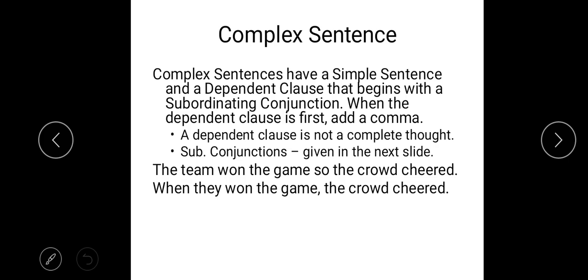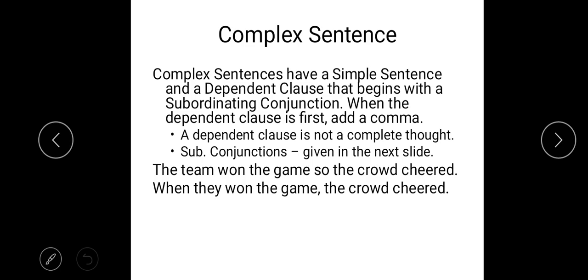We can look into subordinating conjunctions in the next slide. So the example given here is: the team won the game, so the crowd cheered. So is the conjunction here. And: when they won the game, the crowd cheered. You can also write it this way.